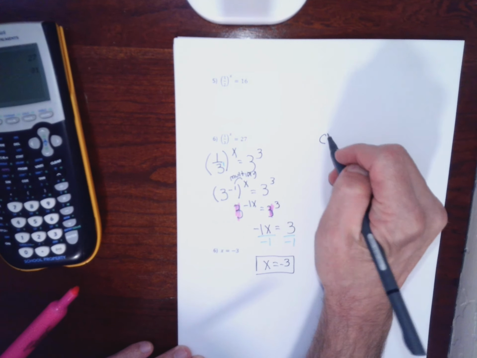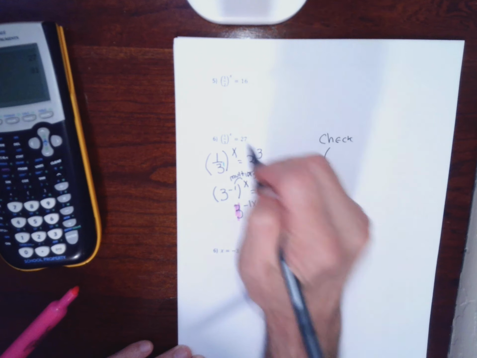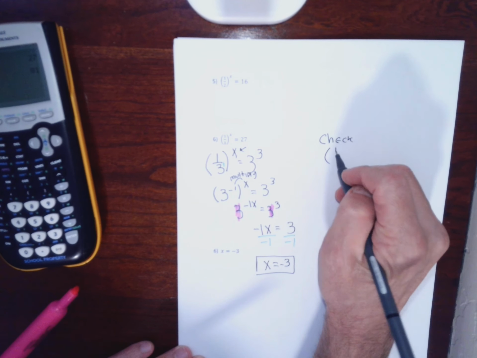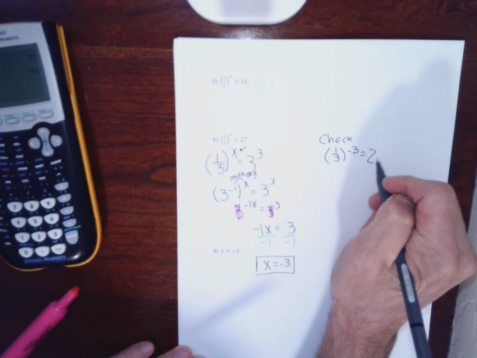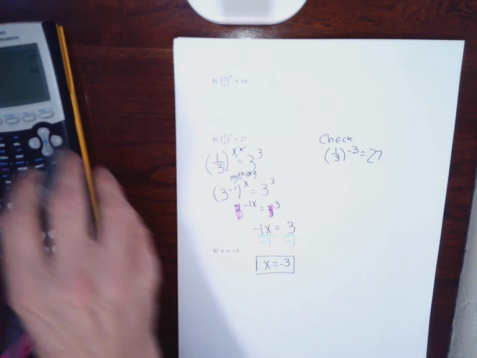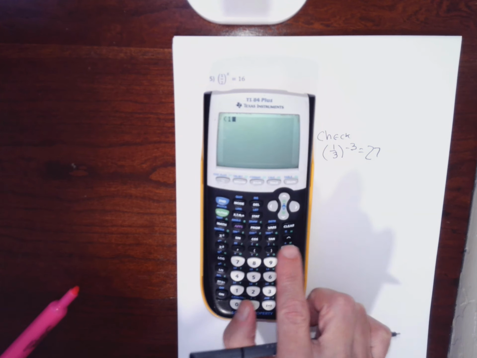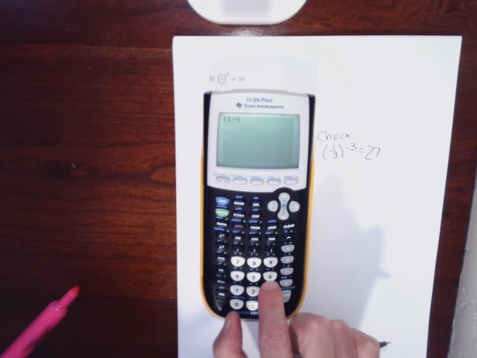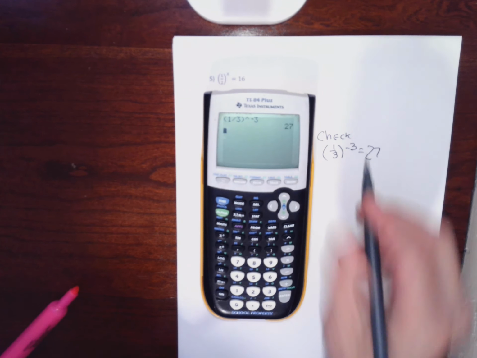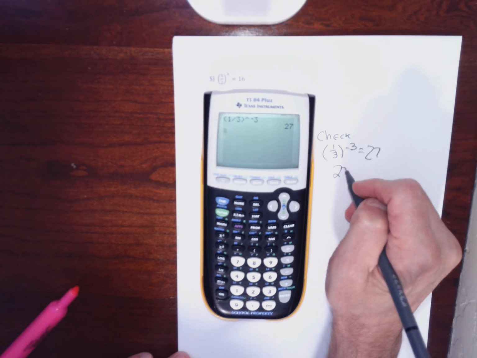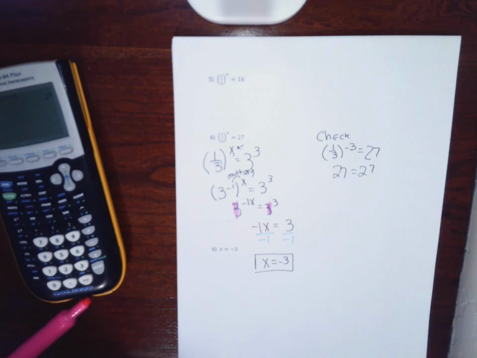If I wanted to check, it's a mess on this calculator. If I wanted to check, I'm going to take this x and make it negative 3 and make sure that I match up with my right side. So let me try to just do this real quickly. Parentheses 1 divided by 3, exponent, little up arrow, negative 3. And this gives me 27 equals 27, which is perfectly exactly what I need. So I checked perfectly.